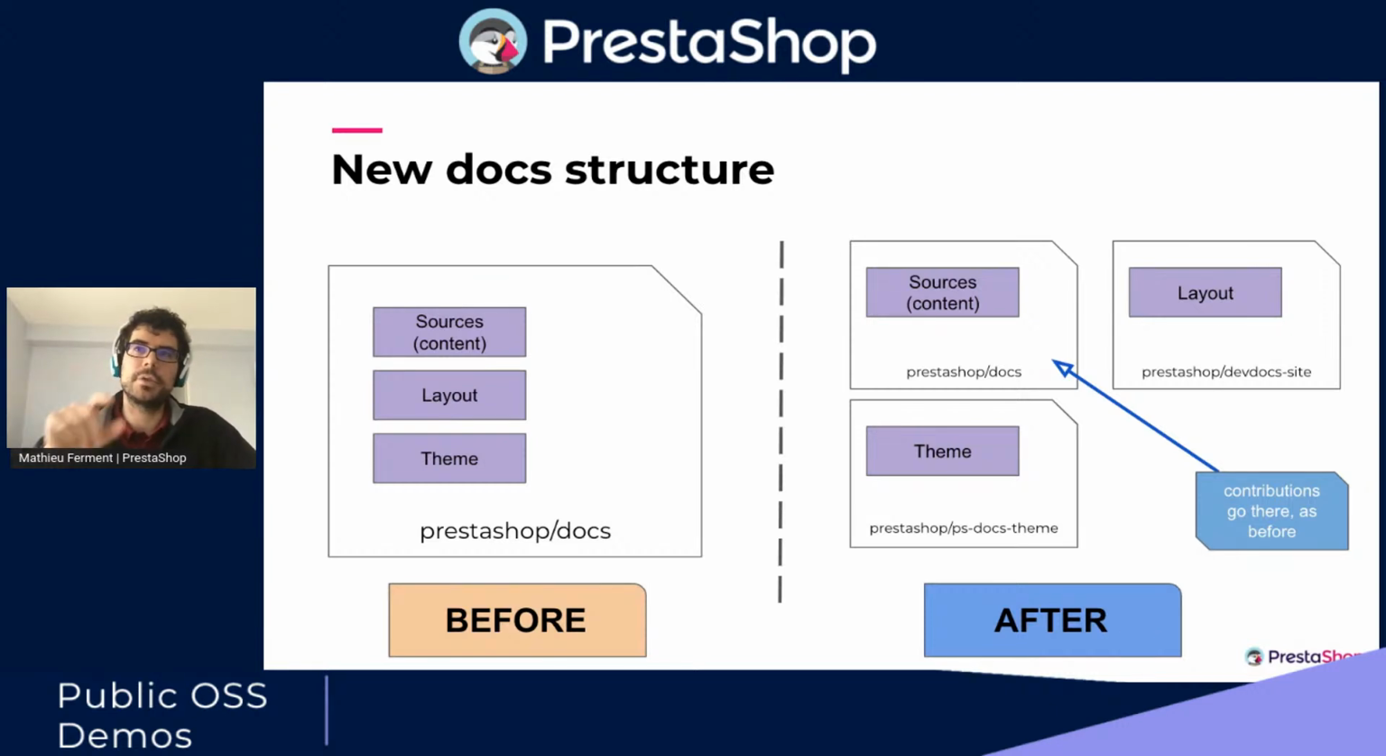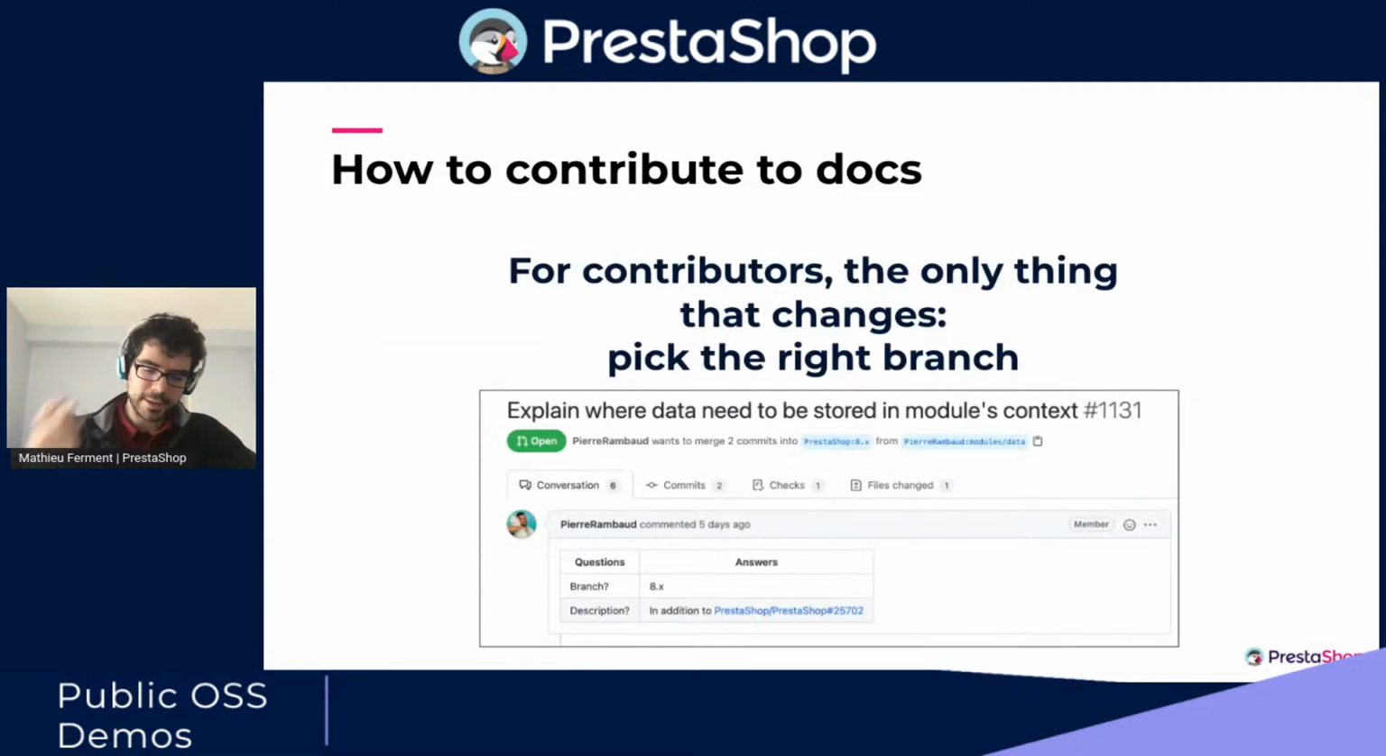However, we changed the structure. We have split the sources, the layout, and the theme into 3 GitHub repositories. And contribution will continue to go in PrestaShop docs. That's a given. So why did we do the split? It's because we wanted to make sure that when people want to contribute to the new documentation, it's very easy for them to contribute either to version 8 or to version 1.7. And we decided to follow the example given by Symfony, which is basically using branches.